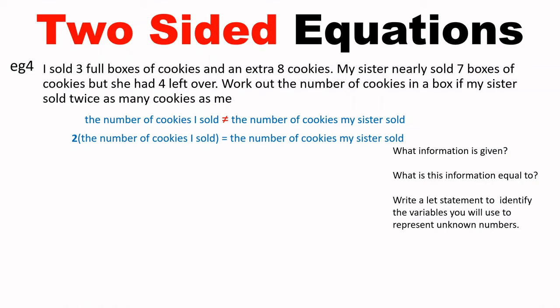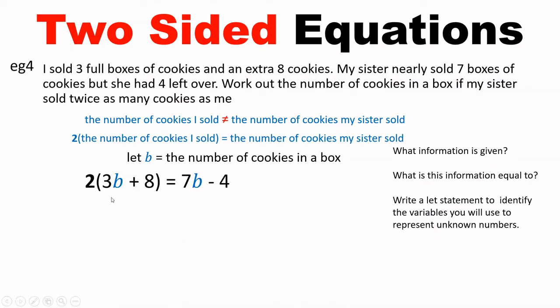I sold 3 full boxes of cookies and 8 extra cookies. Okay, the 8 extra cookies is clear, that's 8 cookies, but how many cookies is 3 full boxes of cookies? The unknown value is the number of cookies in each box. So I've used the letter B to represent the number of cookies in each box, not the size of the box, not how many boxes, not how much the box weighs, not the color of the boxes. I'm making my let statement very clear. It's the number of cookies in a box.